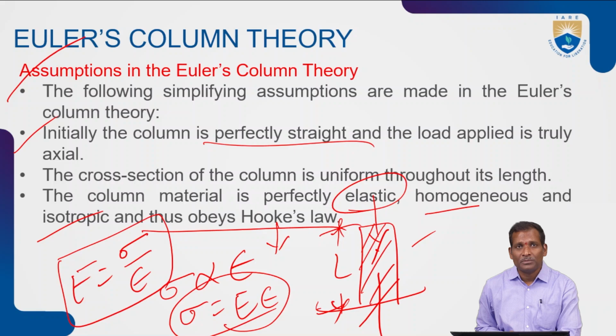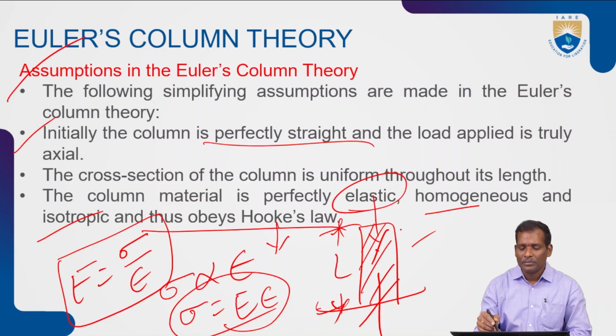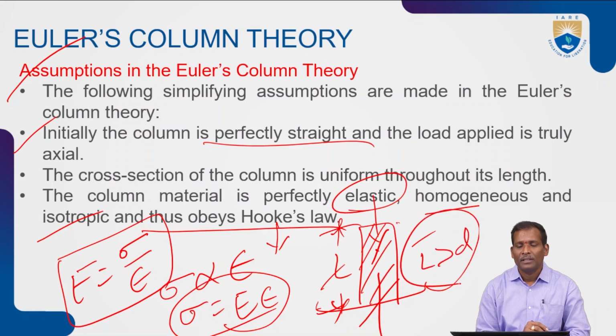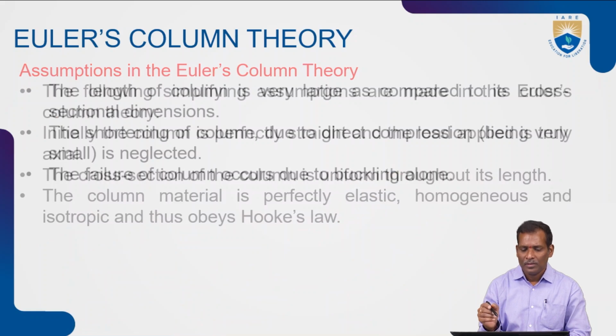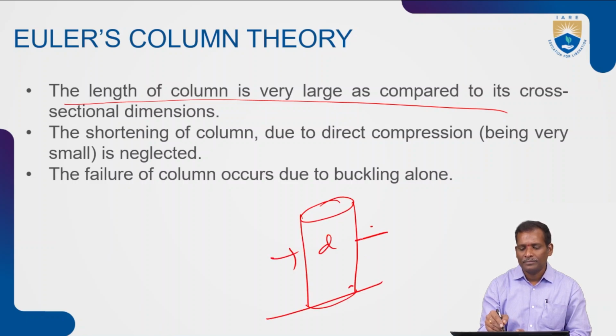So these are the assumptions, and two more assumptions are there. The length of the column is very large as compared to its cross-sectional dimensions. The length is large when compared to the diameter D, so the length of the column is greater than the diameter.